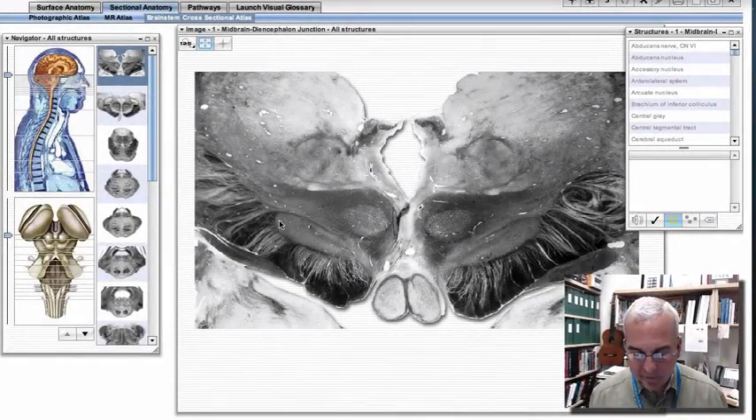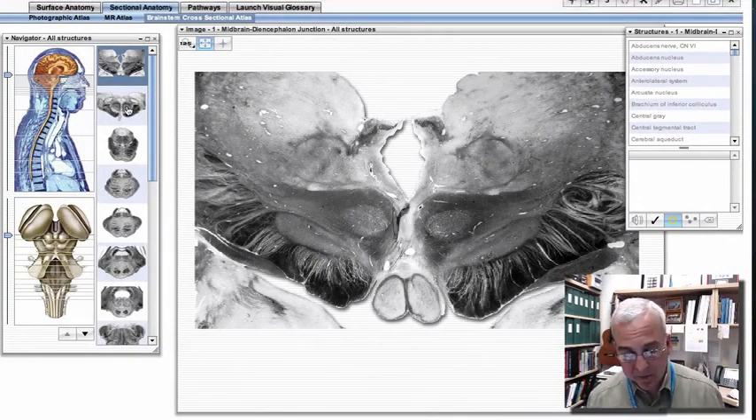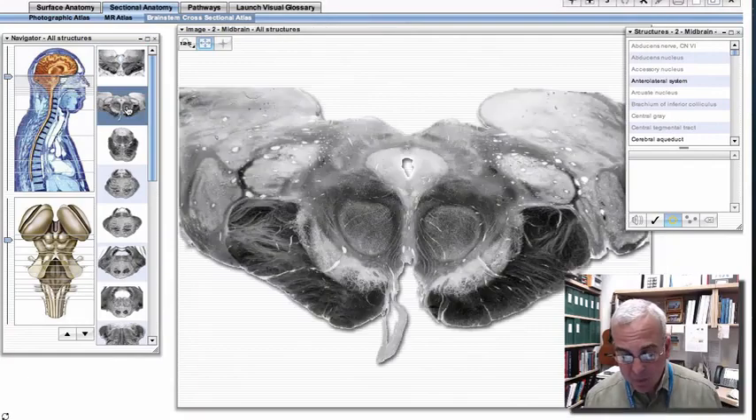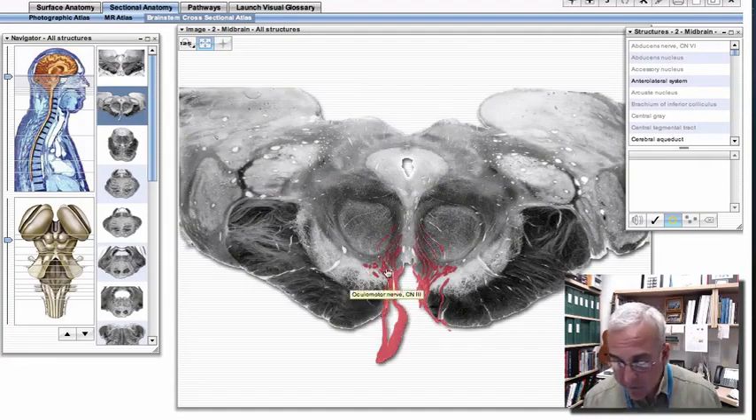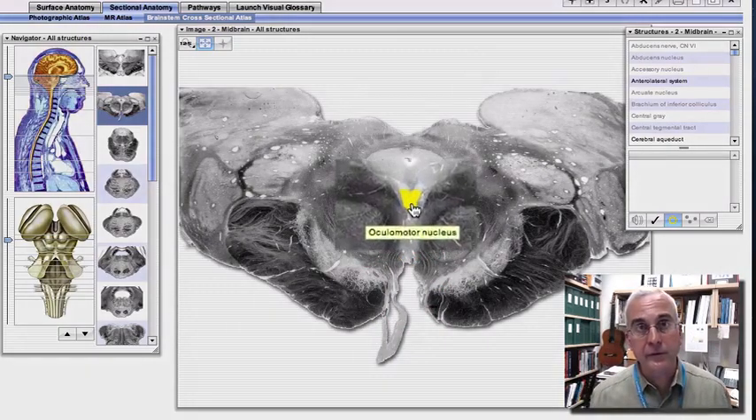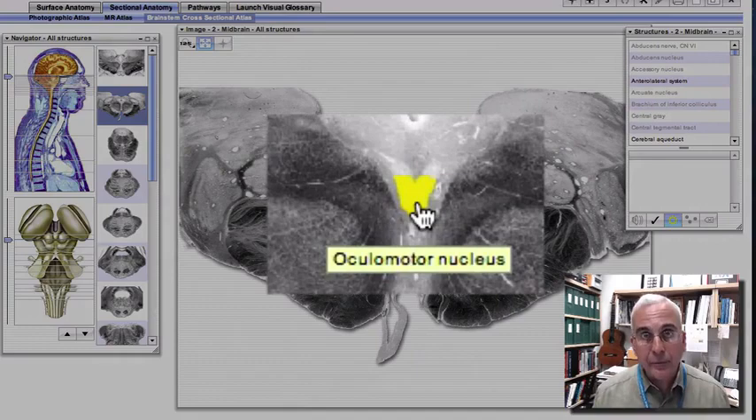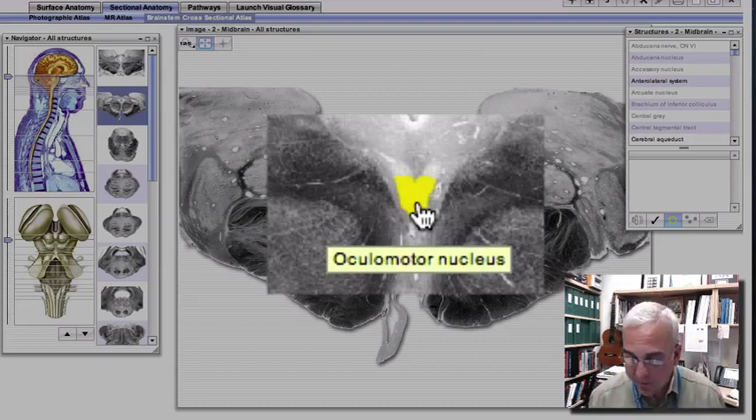So here we are in Sylvius, and let's just find these structures. If we look at the midbrain section, what you'll see if we follow back the nerve roots of the oculomotor nerve is our oculomotor nucleus. This is the source of the somatic motor outflow that governs those striated muscles that we have in the orbit, and a levator muscle that opens our eyelids.